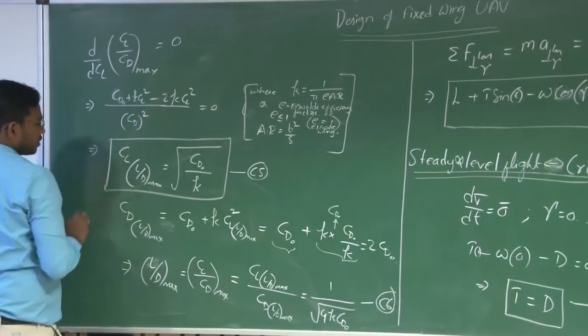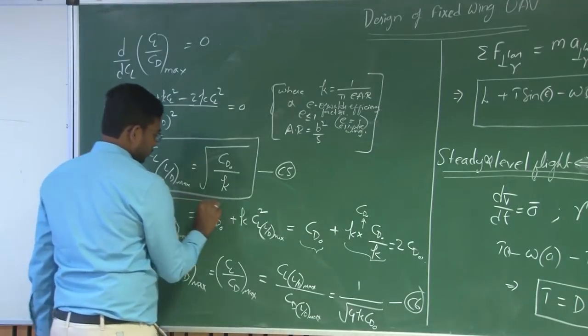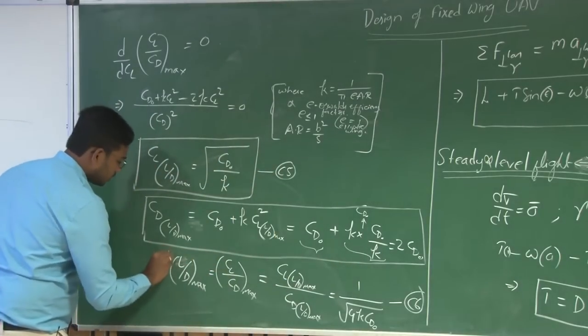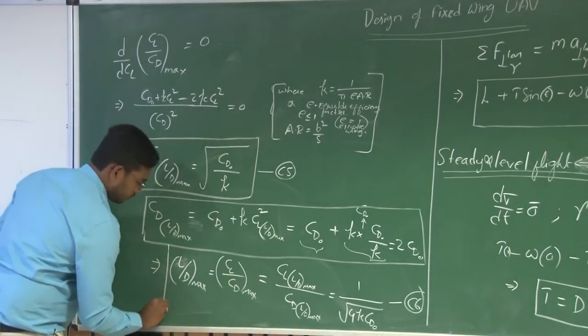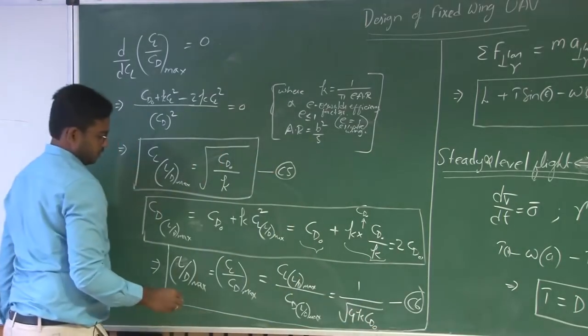What you need to note down is CL for L by D max and CD for L by D max, which is 2 CD naught, and what is the L by D max condition, which is 1 by root over 4k CD naught.